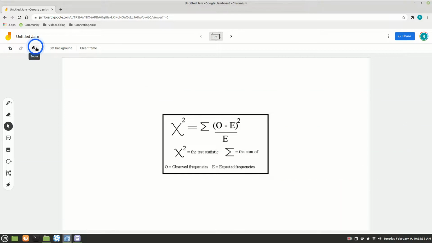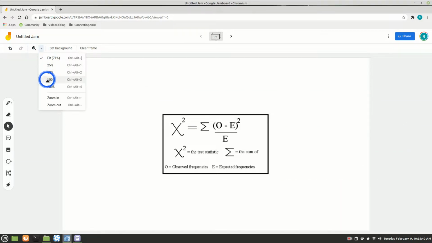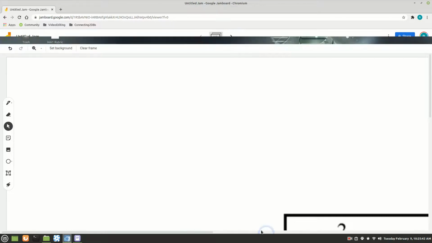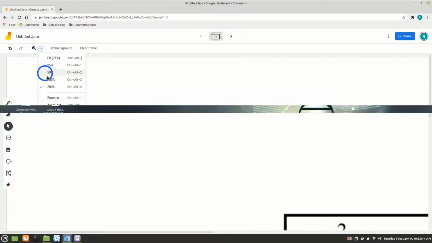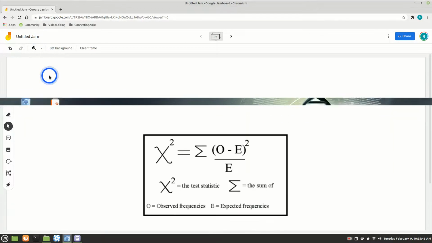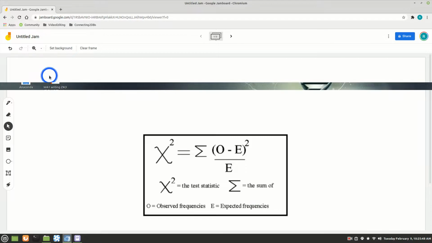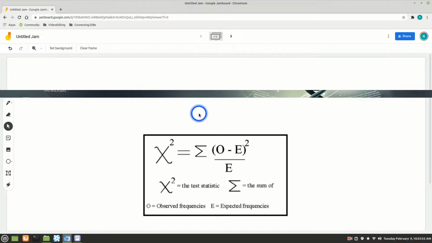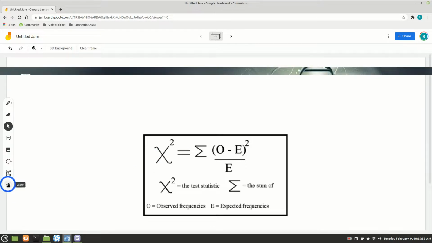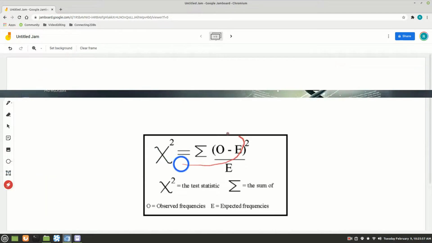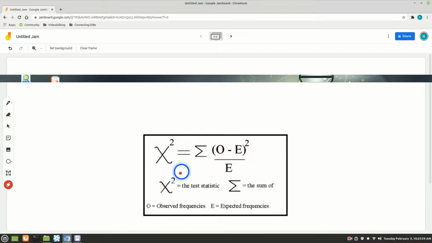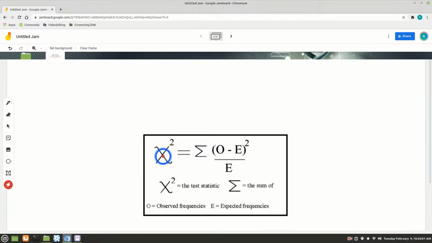All right, here we're going to talk about the chi-square equation and exactly how it's calculated and what all the little pieces mean. So here is a little graphic showing you the actual equation. This is the equation, and it's a test statistic.